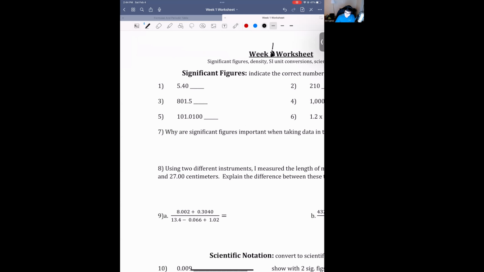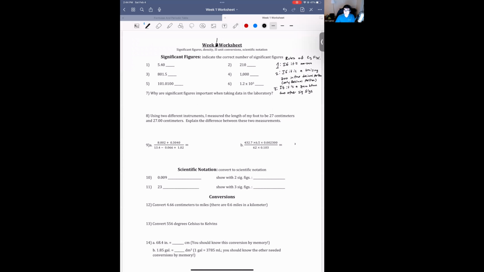Okay, so we're going to start with number 1. Number 1 is 5.40. So first we have 2 non-zero numbers here. Is that last 0 significant? It is, because it is a trailing 0 in the decimal portion of the number. So it is a significant figure. So this one has 3 sig figs.